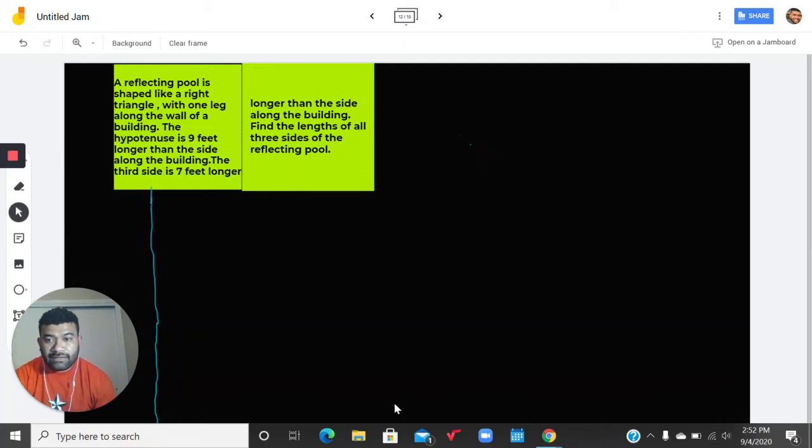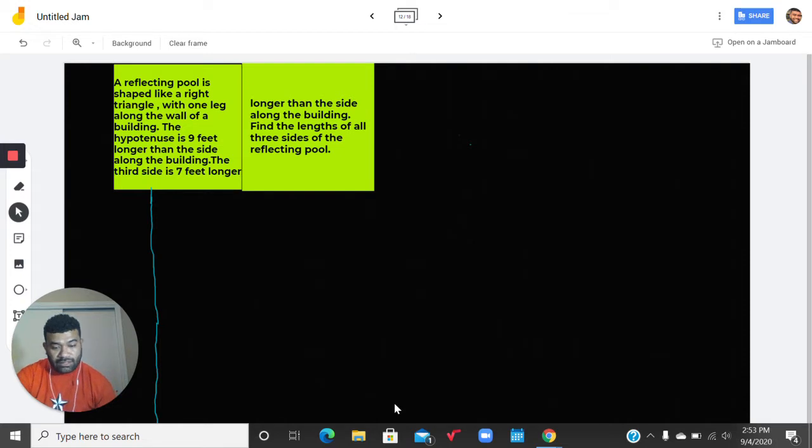Our question of the day: a reflecting pool is shaped like a right triangle with one leg along the wall of a building. The hypotenuse is 9 feet longer than the side along the building. The third side is 7 feet longer than the side along the building. Find the lengths of all three sides of the reflecting pool.